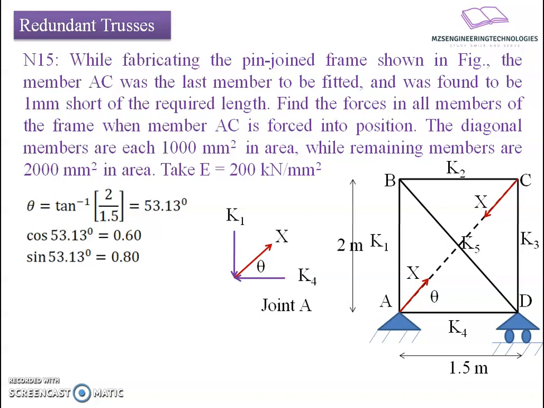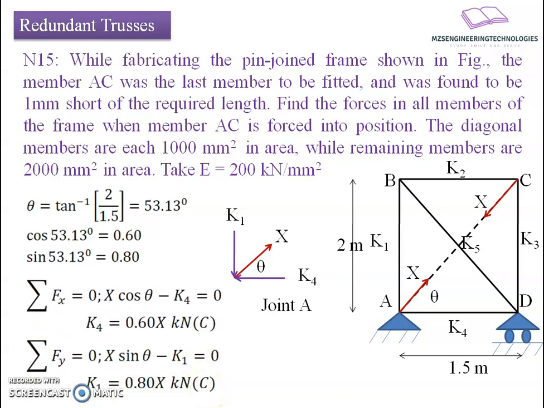If you want to find the inclination, we can get this with reference to the geometric relation: theta equals tan inverse of vertical by horizontal, 2 by 1.5, resulting in a value of 53.13 degrees. We require the cos and sine components of this angle, so I will calculate them immediately as a ready reference. Cos 53.13 results in a value of 0.60 and sine 53.13 degrees results in a value of 0.80.